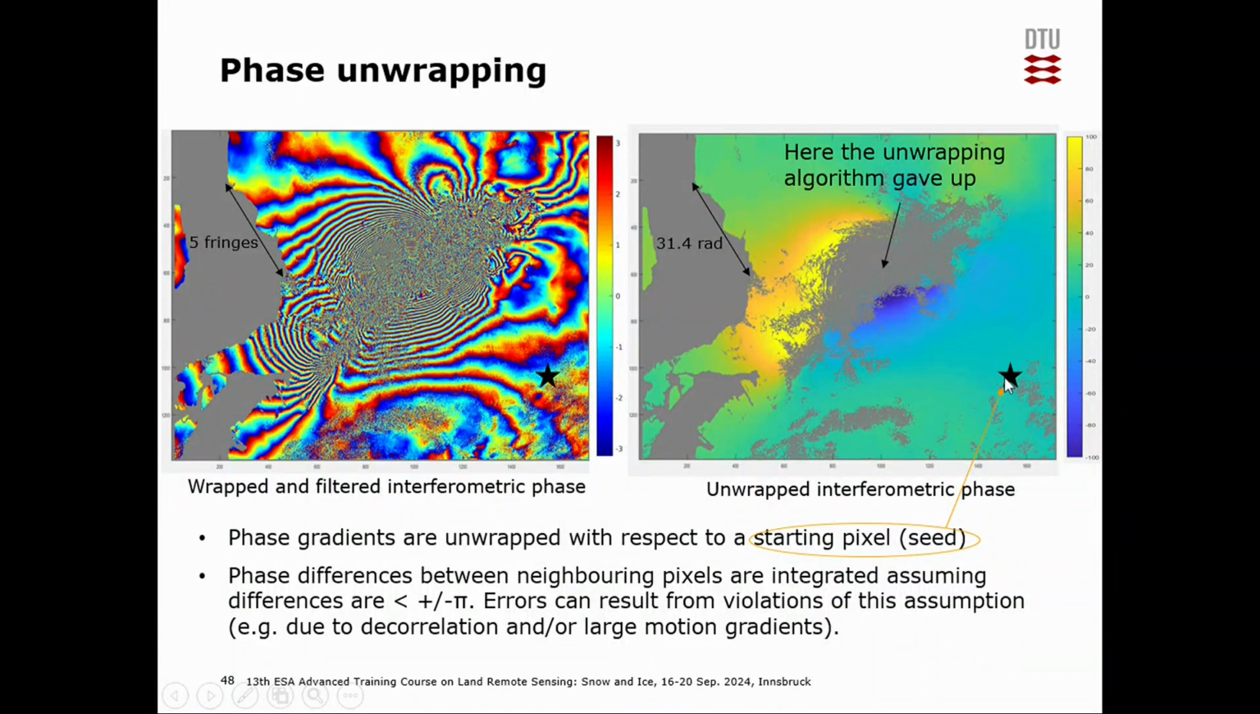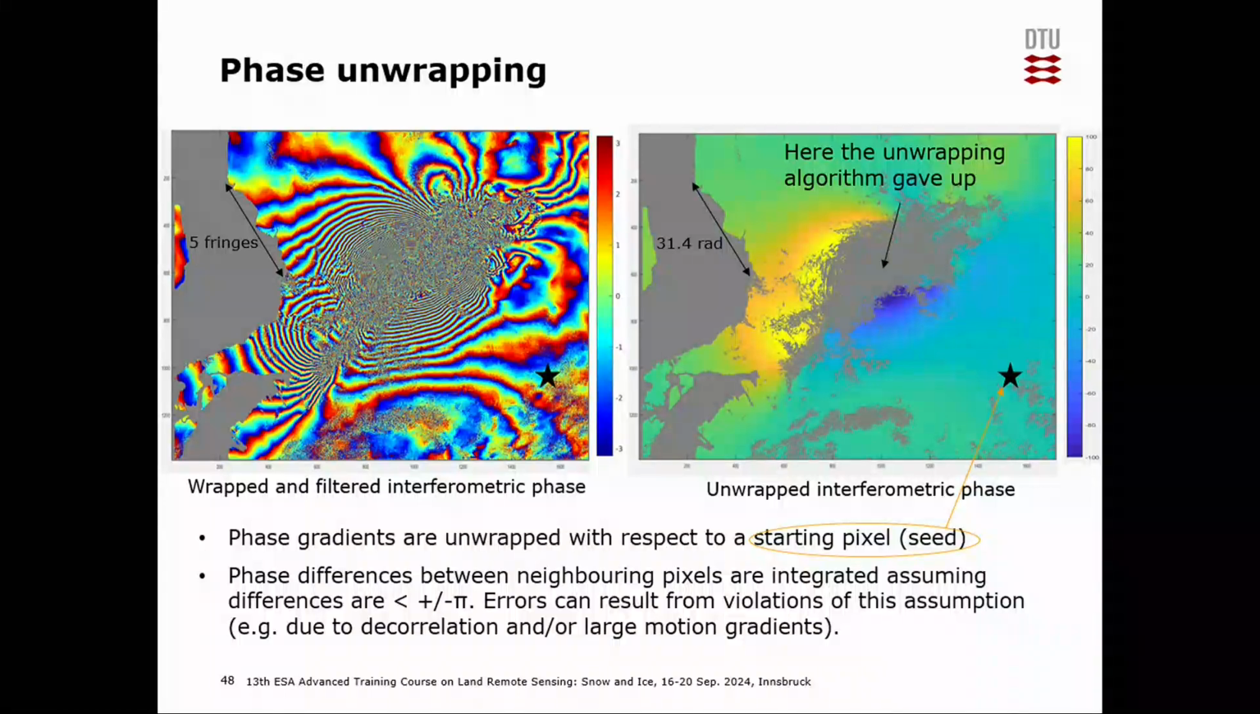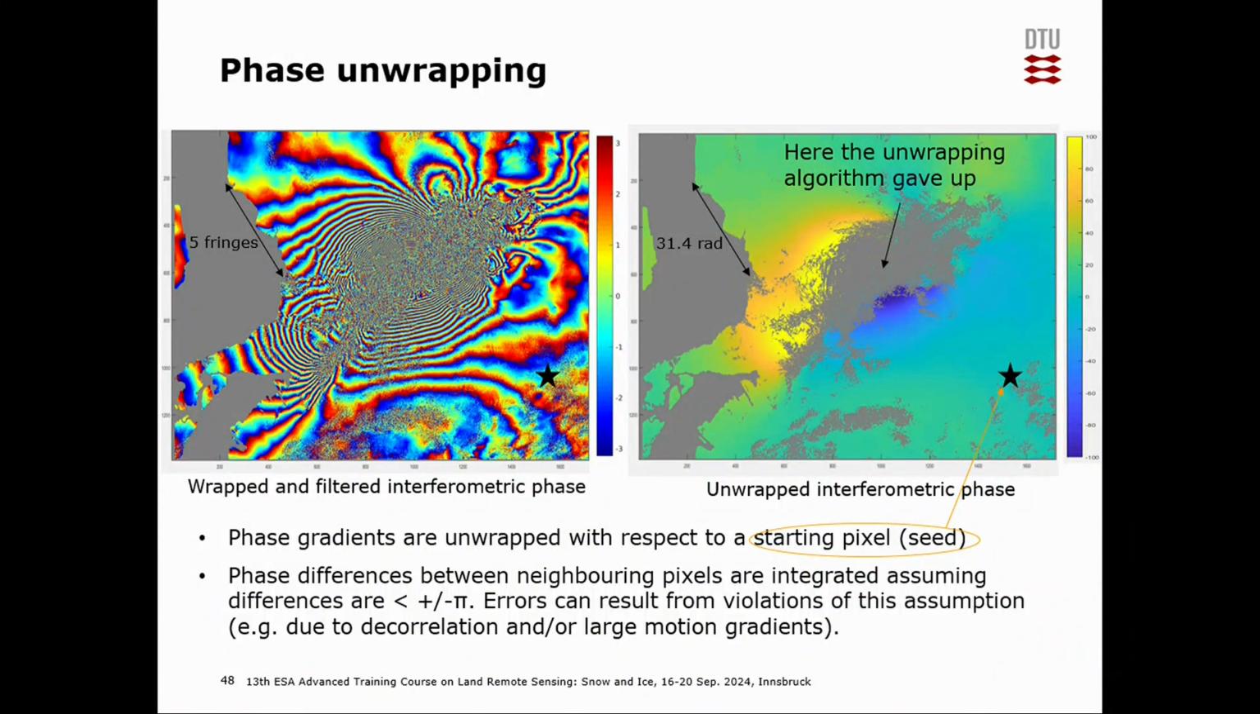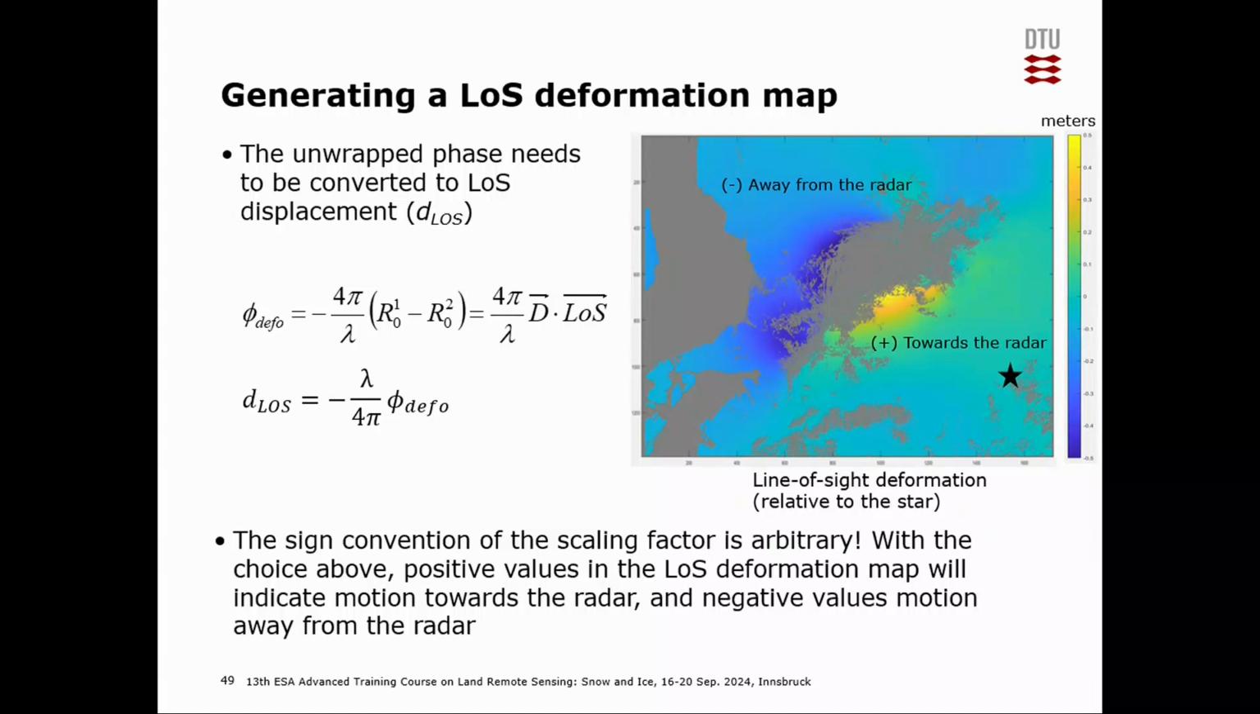However, unwrapping is spatially relative. So conceptually, we always have a starting point, a spatial reference. So we don't have the absolute phase, as we mentioned in the start. We recover the spatial gradients with respect to one point in our image, in this case, this star. At this point, we can finally scale the unwrapped phase, multiplying it here by lambda over 4 pi, and get the line of sight motion, with one thing we must keep in mind, which is the sign.